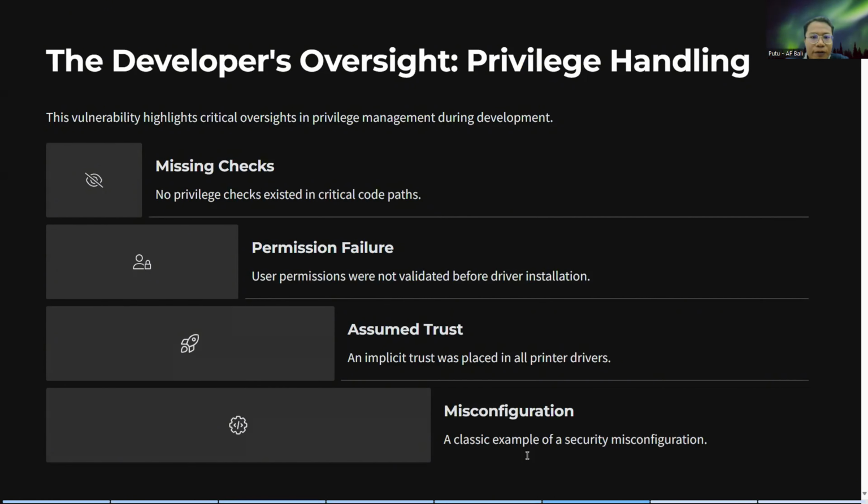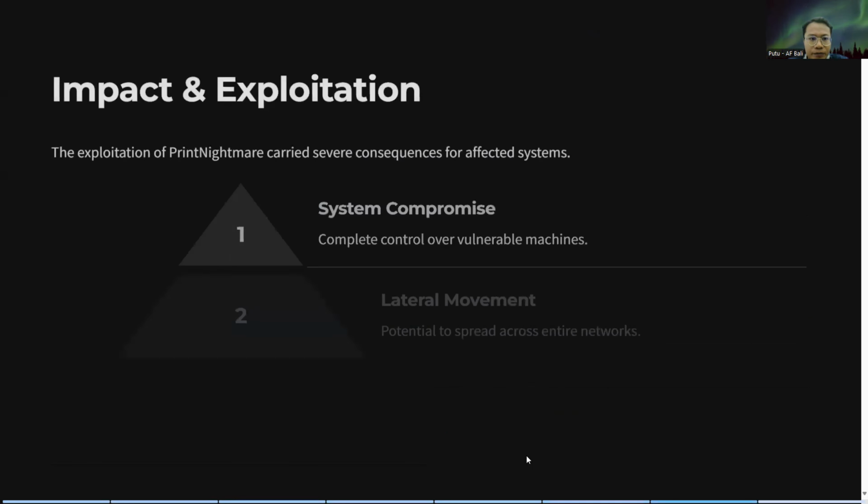From the developer's oversight, this problem occurred in the privilege handling. This vulnerability highlights critical oversights in privilege management during development: missing checks, where no privilege check exists in the critical code path, and permission failure, where user permissions were not validated before the driver installation, plus assumed trust and misconfiguration in the printer driver in the Microsoft services.